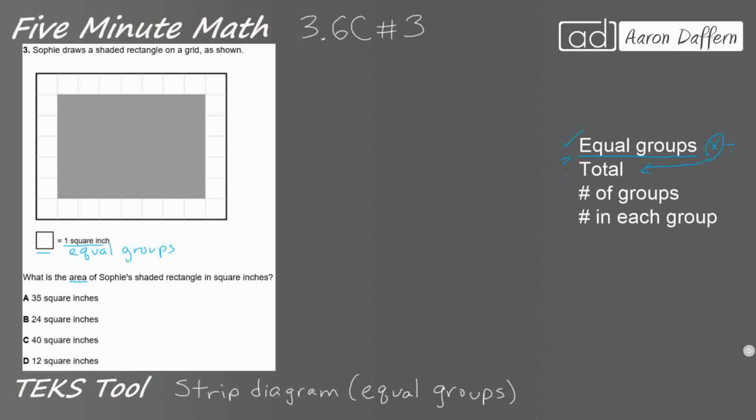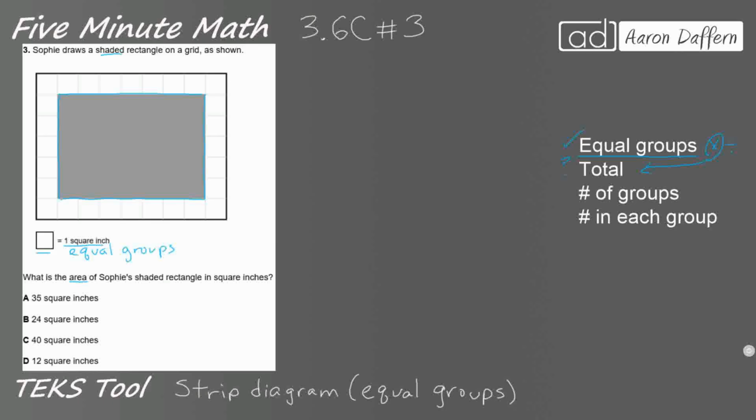And so what can our number of groups and the number in each group be? Well, we're looking at the shaded rectangle. So I only want this part right here, not the entire thing. So that's trick number one. And when we're looking at the area, we're looking at the number of squares inside, but I don't see any squares inside because this gray rectangle is sitting on top of the grid.